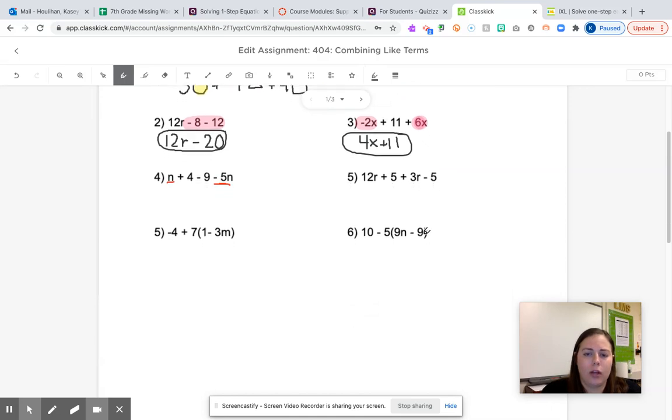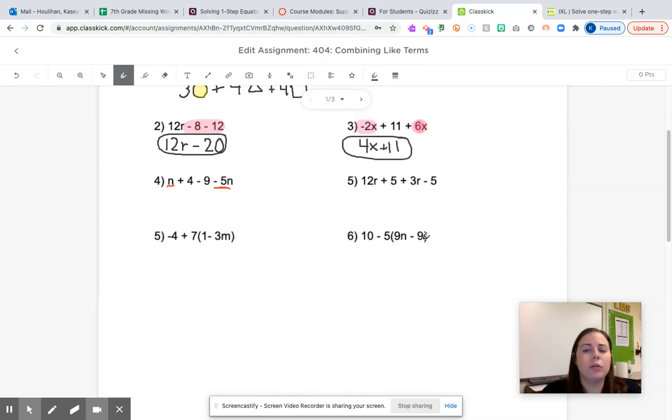All right, so I'm going to do number 6. And feel free to pause me and work on your work and then come back and finish watching. Okay, I have 10 minus 5 times 9n minus n. We're going to have to use that distributive property to distribute our negative 5 into 9n minus 9. So what I'm going to do is start by writing my arrows.